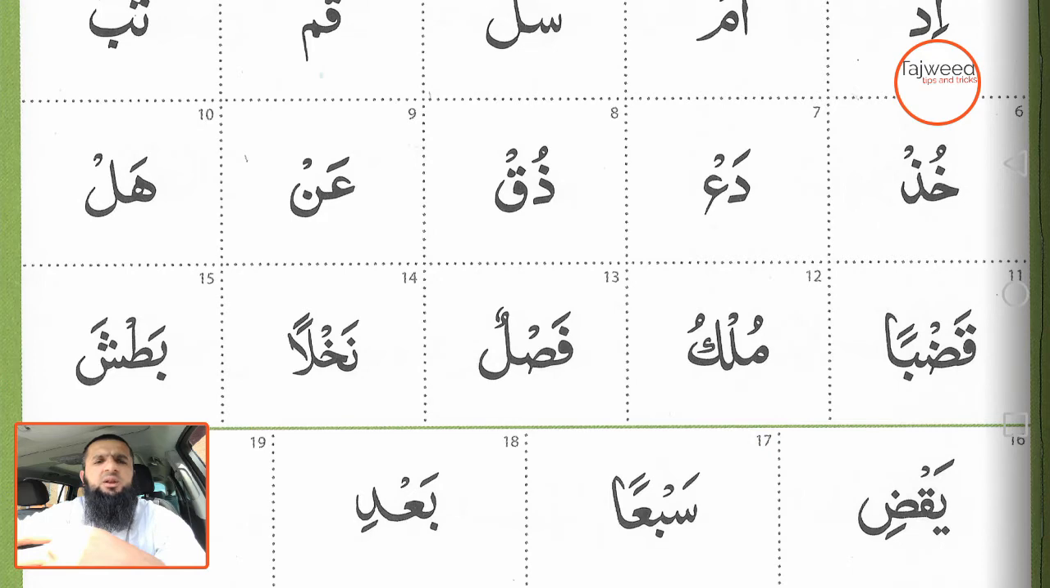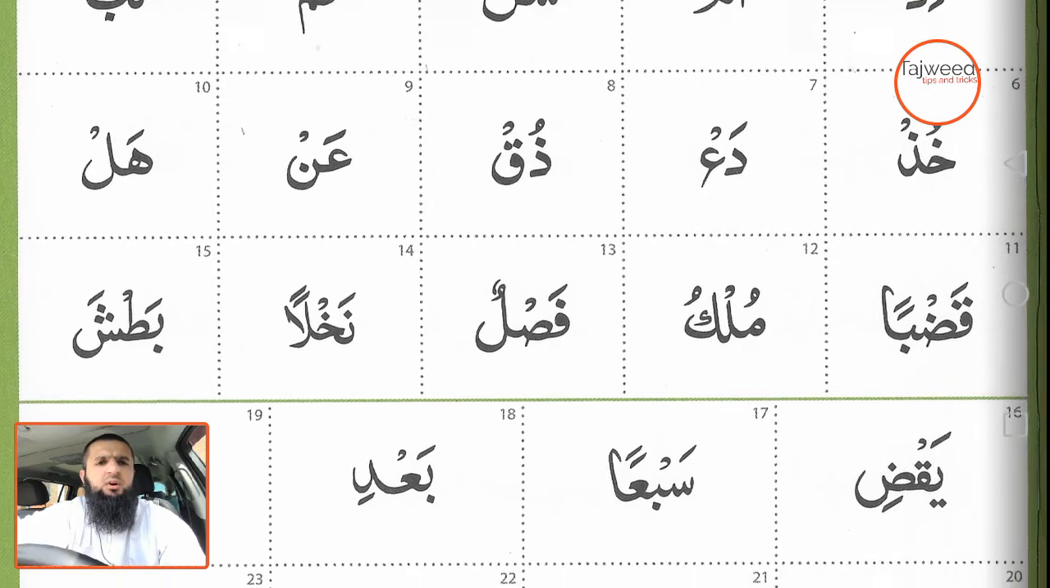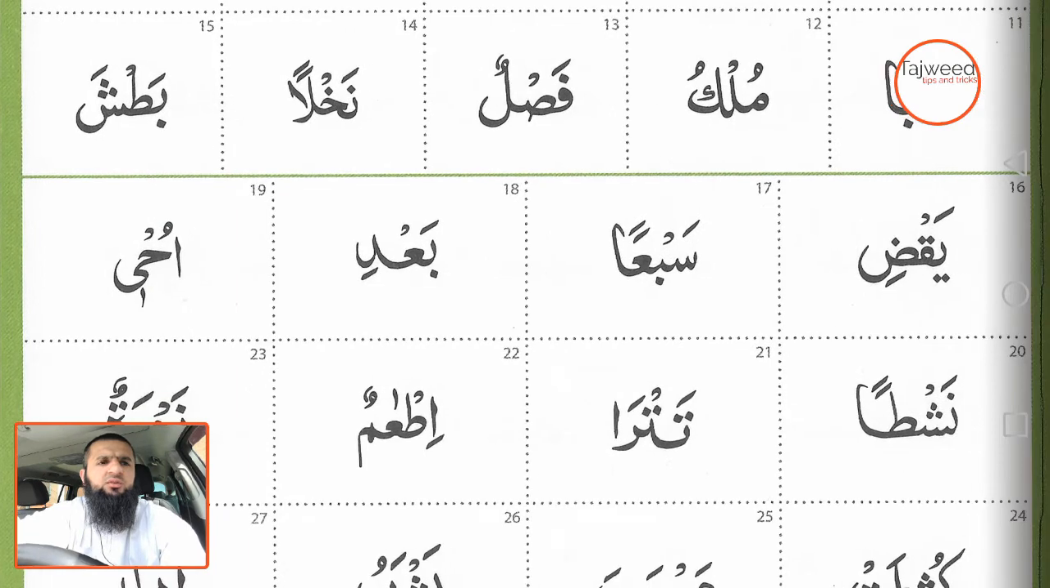Lam, Fathatain, Lan, Nakhlan. 15, Ba joins a Ta with a Fatha, Batu. The Ta, bear in mind, is a Qalqala letter, so whenever it's got a Sukun on it, it will bounce. Batu, little bounce there. I find Ta probably the trickiest of the Qalqalas, personally.